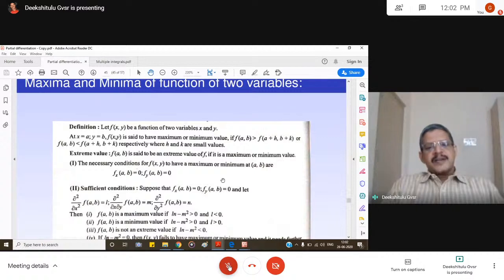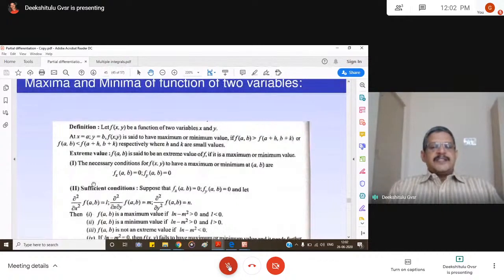So the sufficient conditions are ∂f/∂x at (a,b) is equal to 0, ∂f/∂y at (a,b) is equal to 0, and let ∂²f/∂x² at (a,b) be L, ∂²f/∂x∂y at (a,b) be M, ∂²f/∂y² be N.